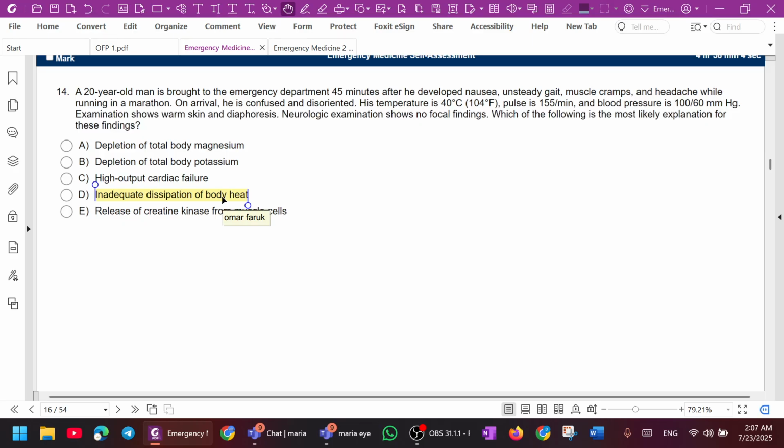Management of heat-related illness involves removing the individual from heat, removing excess clothing, and initiating cooling measures such as immersion in cool water or evaporative cooling.